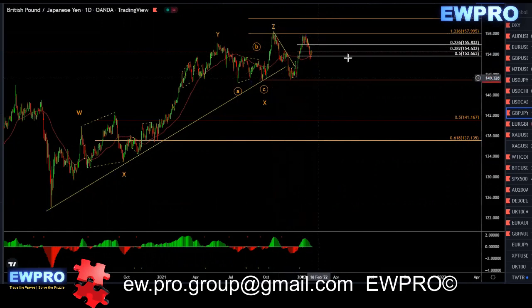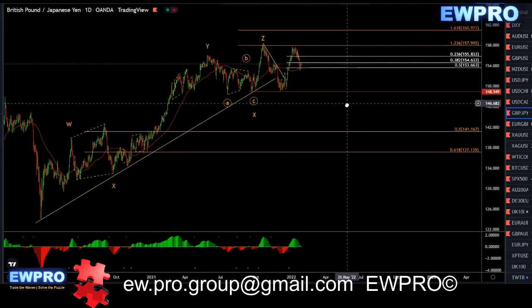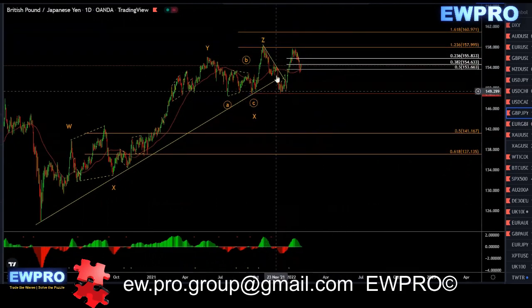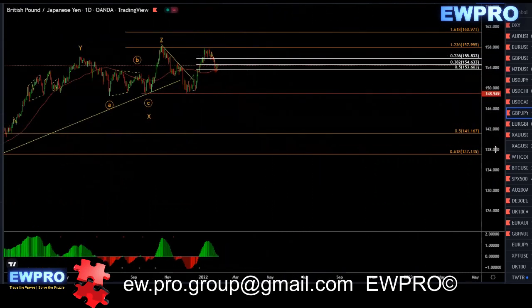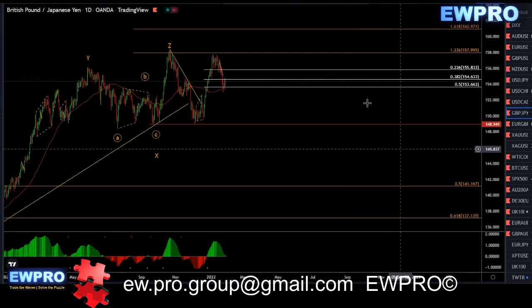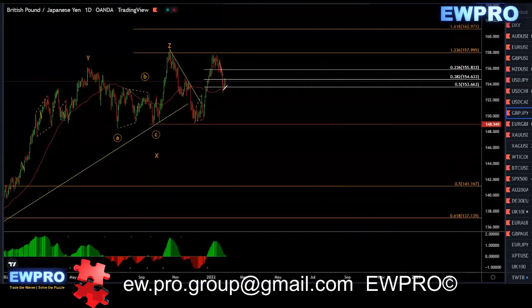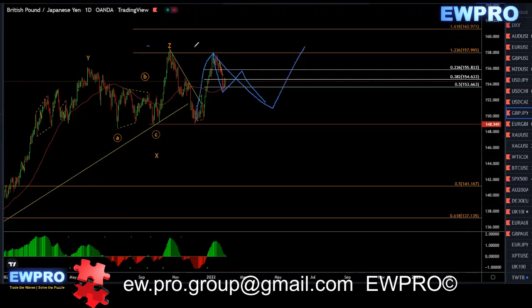Whatever's happening in here is corrective on the daily. Whatever's happening in here after that Z up is corrective. So we don't know what we're going to get. There's so many different structures this can be. We get an A, B, C in, and then we get an A, B, C breaking the top for some sort of a B, C down, a running flat or expanding flat.